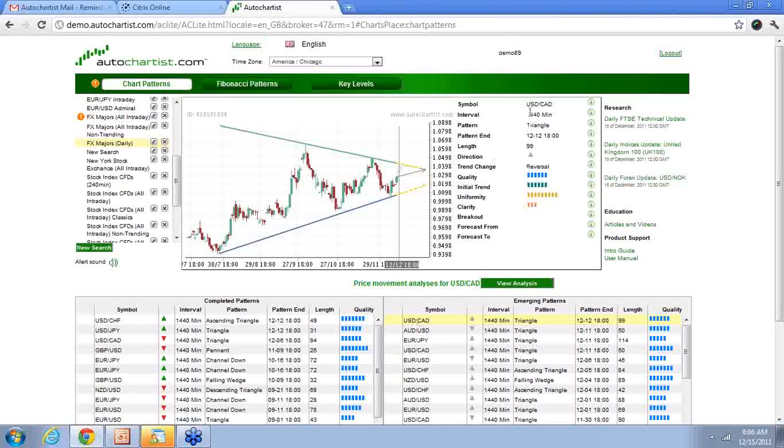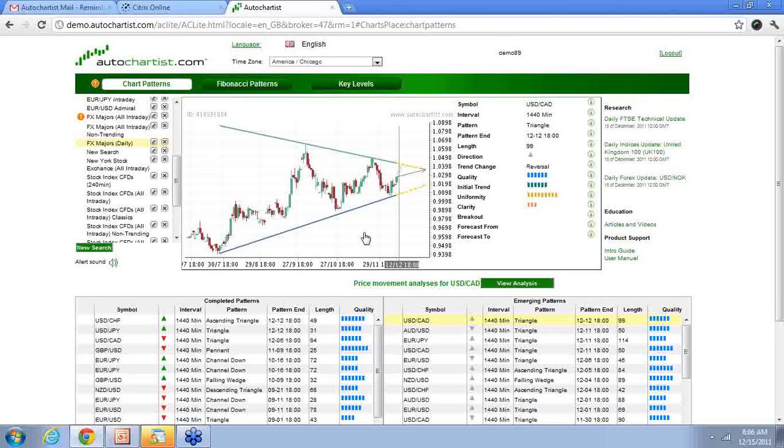US Canadian dollar, this is a 1440-minute chart, that once Autochartist saw this criteria, this top and this bottom, finish this triangle formation, that it said, okay, looks like the market's turning, and based on the fact that it's an emerging pattern, that it could rally back up to this resistance line. Okay, this type of signal is a precursor to what can happen. So it's an early warning.